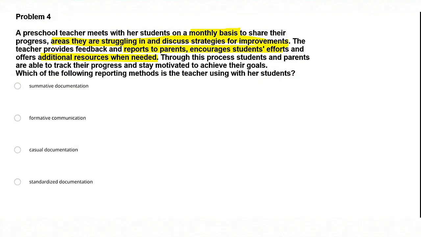Formative communication. When a teacher communicates progress to both the student and the parent on a regular basis, instead of at the end of a marking period, then this is called a formative education reporting method. In this scenario, the teacher is communicating with students and with parents on a monthly basis about the students' progress, including what they are struggling with and their strategies to improve. So this sounds like a very possible choice. However, let's look at the other two.